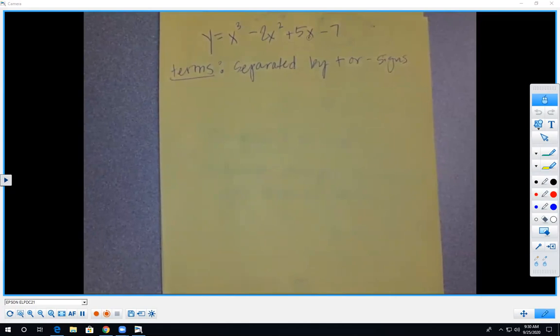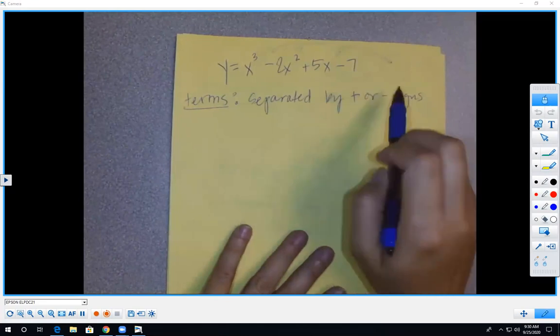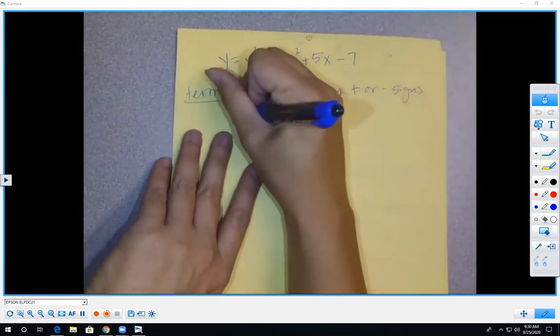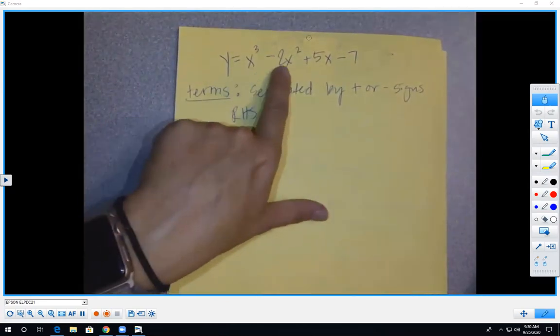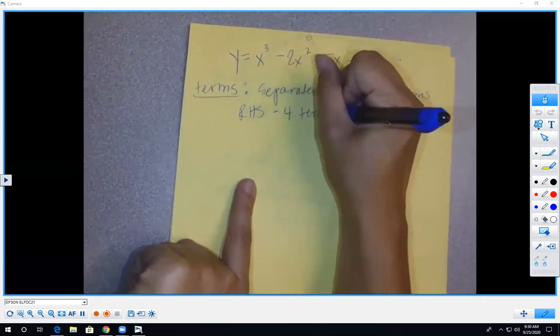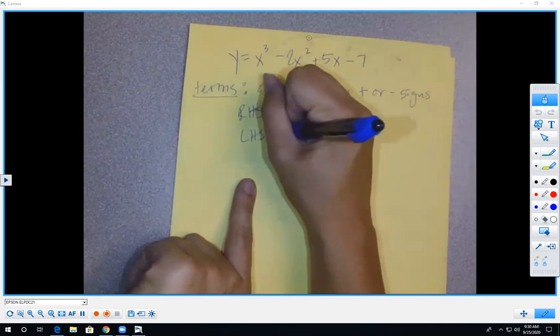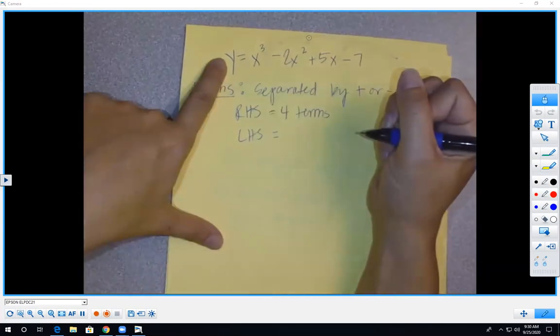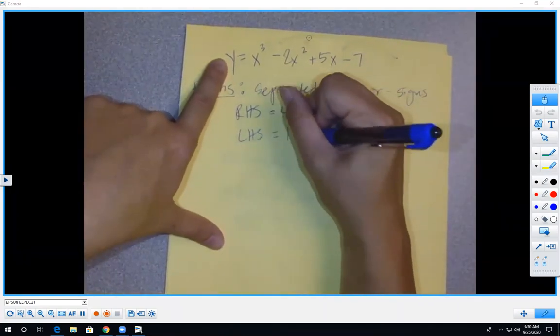Okay, so on this equation, how many terms are on the right-hand side of the equation? We said there's 1, 2, 3, 4 terms. So there's 4 terms on the right-hand side. On the left-hand side, how many terms are there? 1 term, because we just have a y.